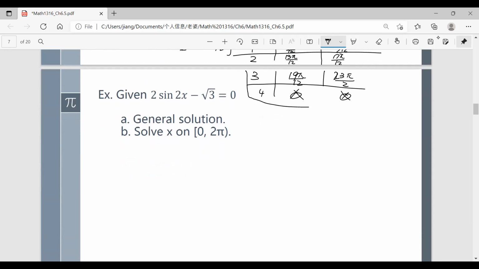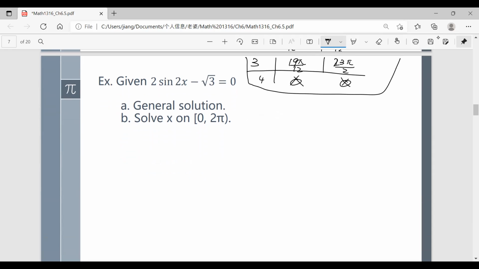Okay. Given 2 times sine 2x minus square root of 3 equals 0. First one, find the general solution. Second one, solve for x on 0 to 2 pi. So here it is 2x, it's not x, so we need to list a table to plug in n's value and find the solution on 0 to 2 pi. So first, let's find the general solution.